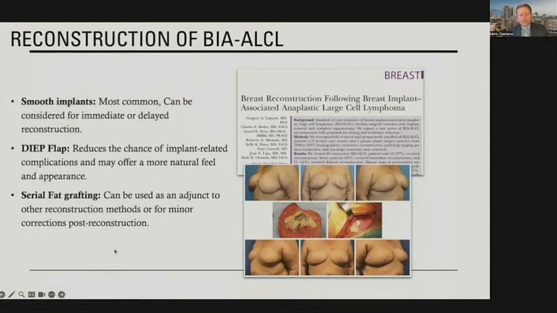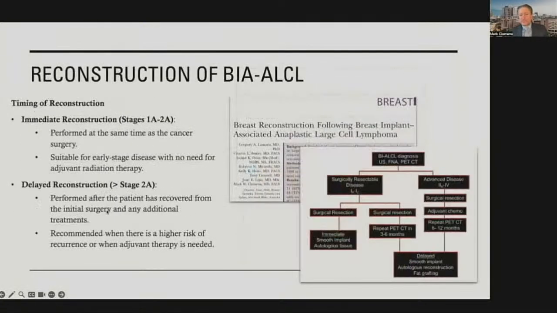Ideally, I find that fat grafting doesn't really work as well, at least in my hands, for a total breast reconstruction, but it can be utilized to help supplement a reconstruction or for minor corrections after a reconstruction has been performed. This just demonstrates our algorithmic approach on how we do reconstructions, and we'll offer immediate reconstructions for early stage, stage 1A to 2A. It's a little bit more complicated in our advanced cases, so stage 2A and above.